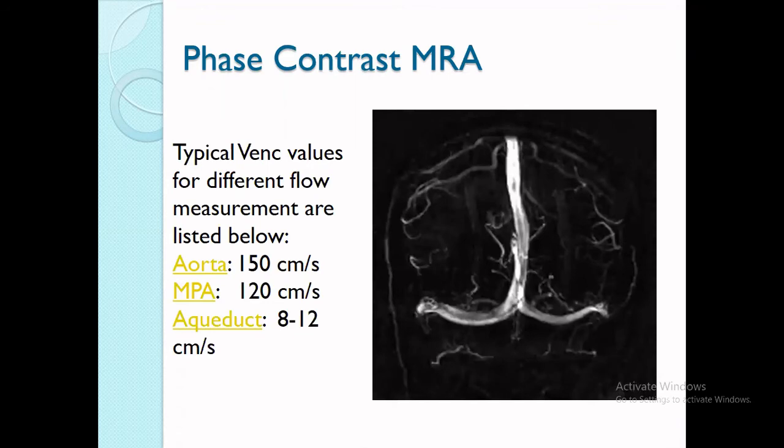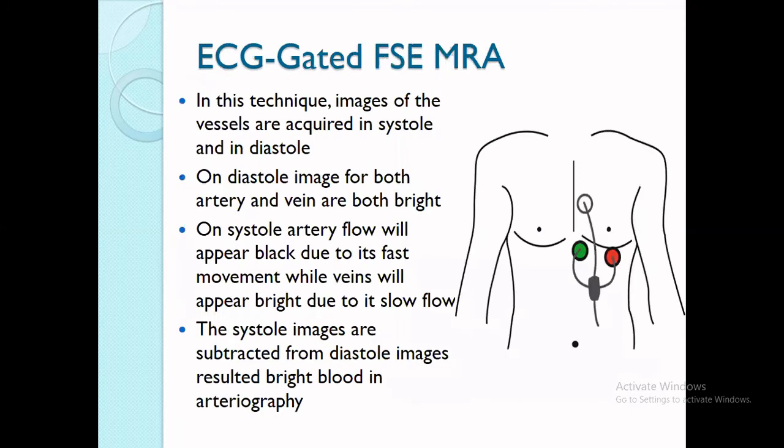This is the phase contrast imaging. So you can see this particular anatomy is of the brain, but we can see the sagittal sinuses and the transverse sinuses of the brain, that the venous flow is happening actually there. So that's the typical image for the phase contrast MRA.